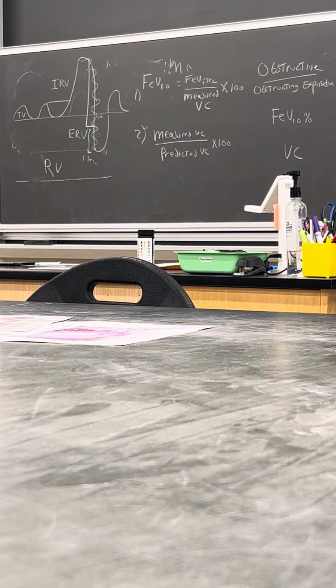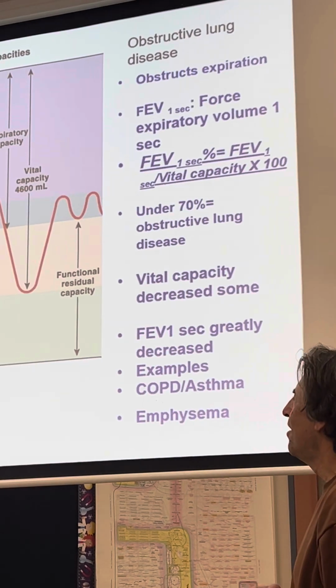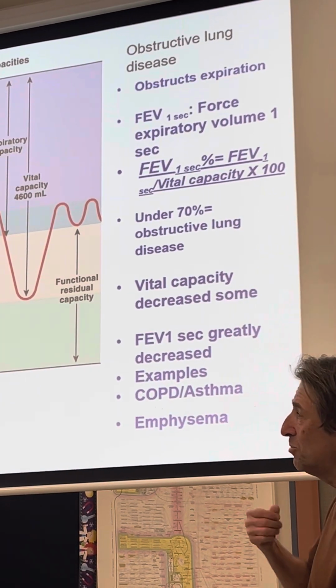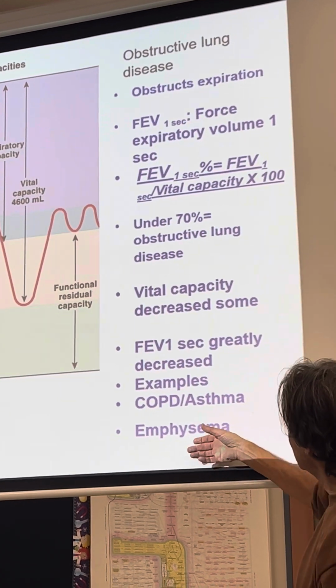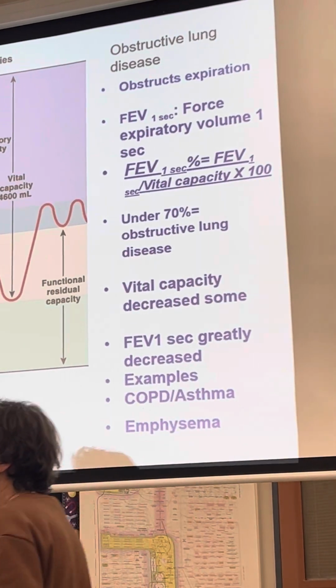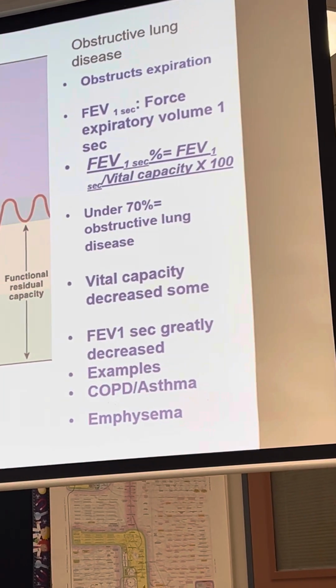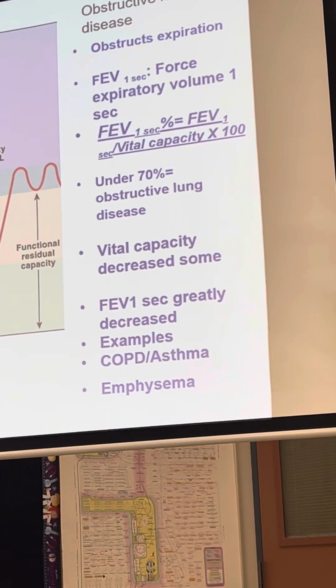So basically, you're able to inspire. You're able to expand your lungs to get air in, and potentially you can get it out too, but you can't do it as fast. You're limiting, you're obstructing expiration. You're limiting the pathway. You've got emphysema, you can't get it out. COPD, asthma. You should be able to inspire, might be slower, up to your full capacity, and even exhale, but you cannot do it very fast.